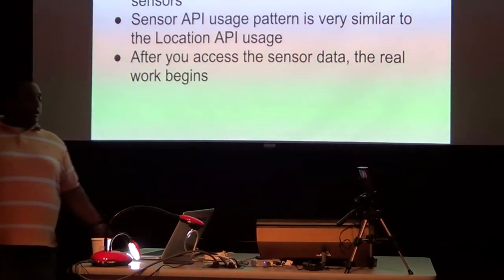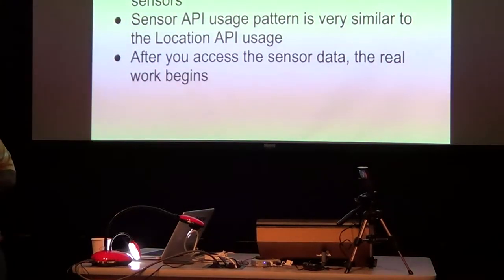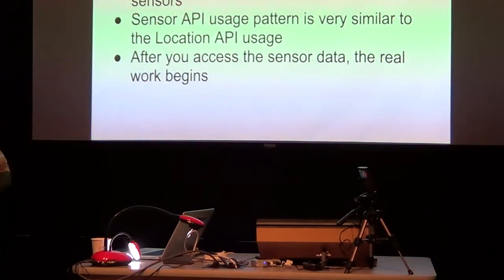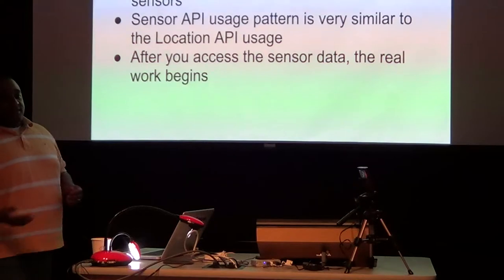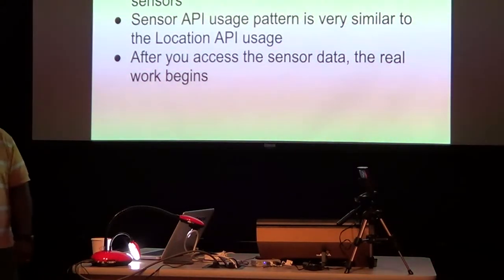So in summary, this has been the whirlwind presentation. Android provides multiple different sensors to utilize. Always prefer software sensors over hardware sensors if you can. The API follows a very similar pattern to the location API: you access the system service, create your listener, register it, and then unregister in the exact same pairing. After you access the sensor data is when the real work begins. It's making sense of it. That's really the fun part.